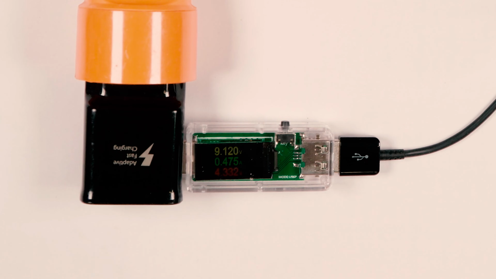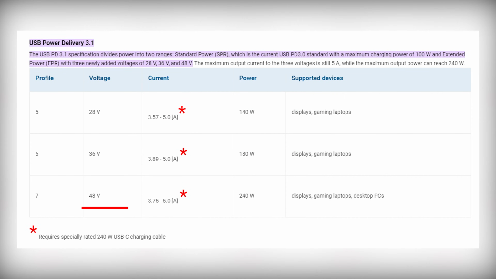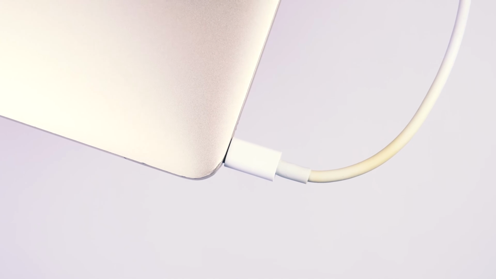It should be noted that USB version 3.1 allows the voltage to increase up to 48 volts and the current up to 5 amps. So the power transmitted via USB cable can reach an incredible 240 watts. By the way, the latest MacBook Air, which nowadays uses a standard USB Type-C connector for charging, is charged with a voltage of 14.4 volts.